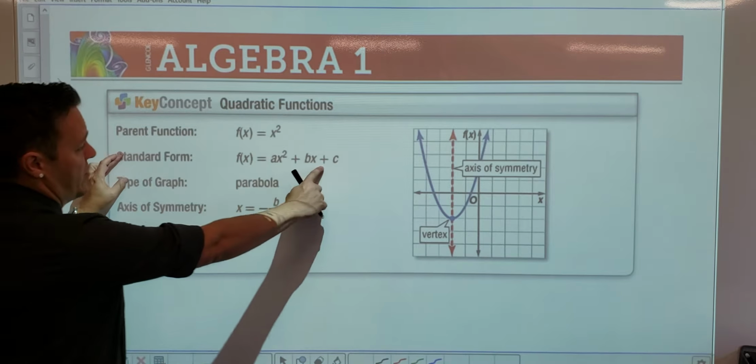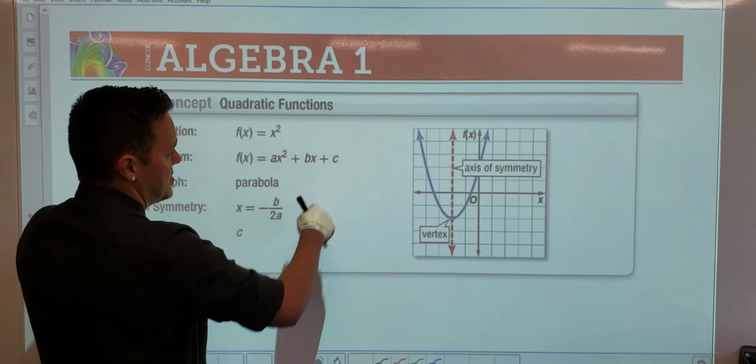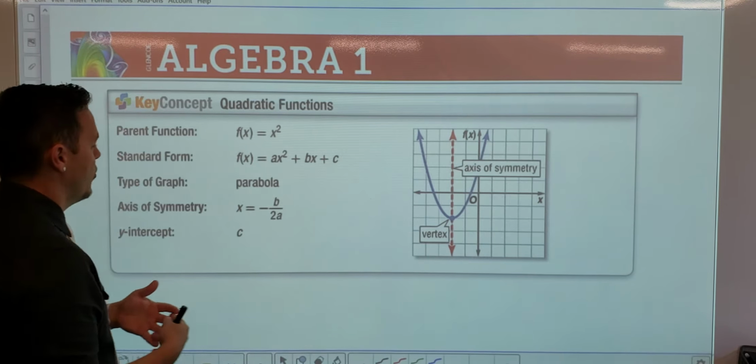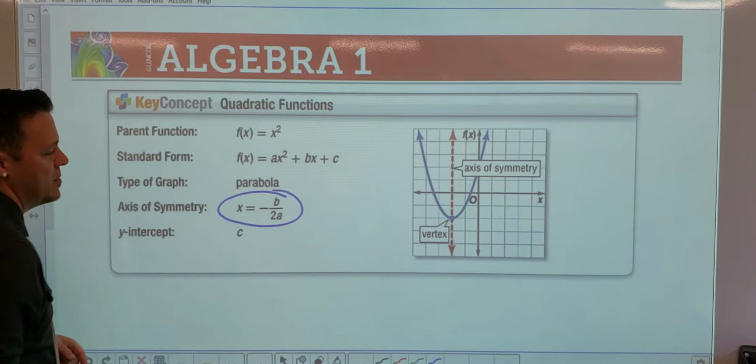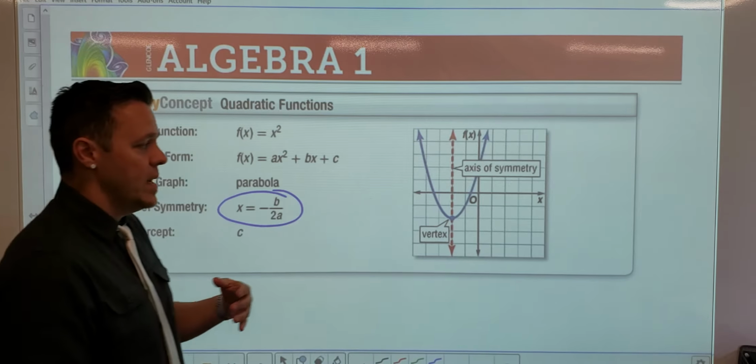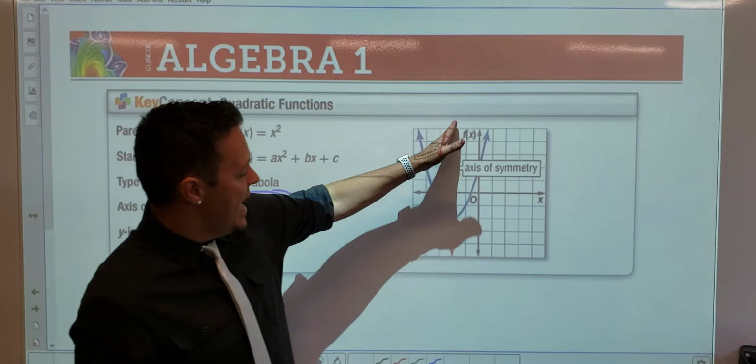There is standard form. We've talked about this already. ax squared plus bx plus c. We've been hammering that over even before break. Type of graph is parabola, axis of symmetry. This is a big formula we're going to be using for the remainder of the year to try to find the axis of symmetry.